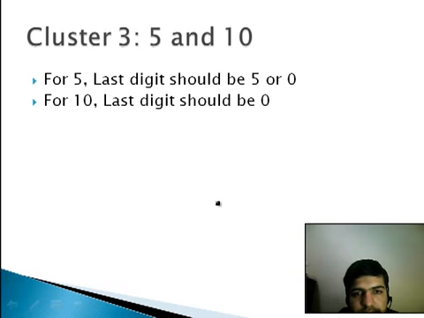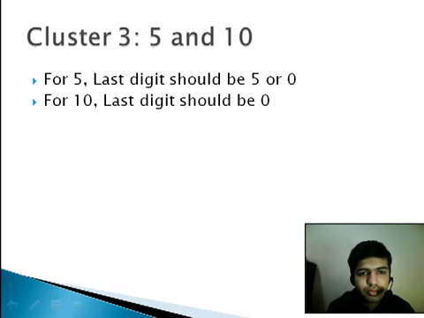Next cluster that comes is 5 and 10. These are the simplest divisibility rules that we have. If a number is a multiple of 5, the last digit is always 5 or 0. Even if you consider the table of 5, the numbers are always 5, 10, 15, 20, 25, 30 and so on. So the last digit is always 5 or 0. And in the case of multiples of 10, the last digit invariably remains 0. That is 10, 20, 30, 40 and so on.